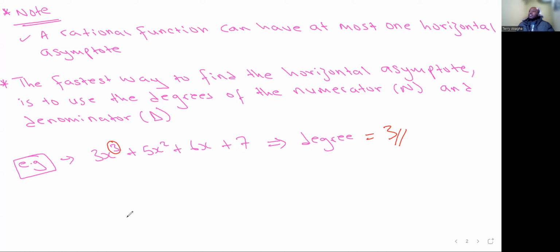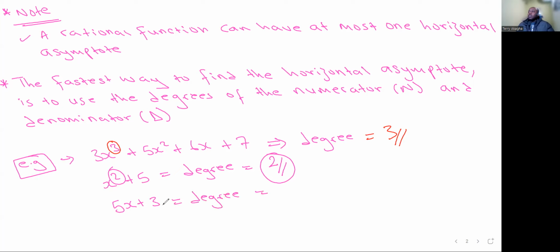If you have another one, let's say x squared plus 5, and you are told what is the degree, the degree is going to be 2, because the highest power of x is 2. When you have something like 5x plus 3, what is the degree? Remember I told you that a constant in indices is the same thing as x raised to power 0. So the highest power in this case is going to be 1.